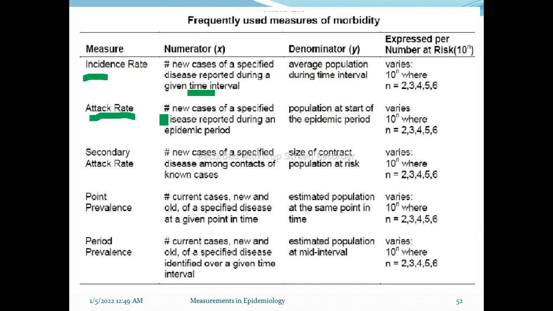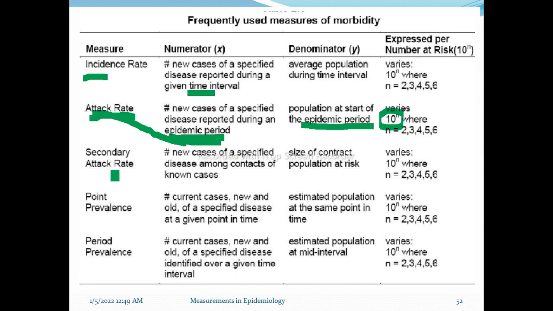The other is attack rate. Attack rate is the number of new cases of a specified disease reported during an epidemic period. An epidemic is what we mean for attack rate. So the denominator is the population at the start of the epidemic period, times 10 to the power of n. N may be 2, 3, 4, 5, 6.